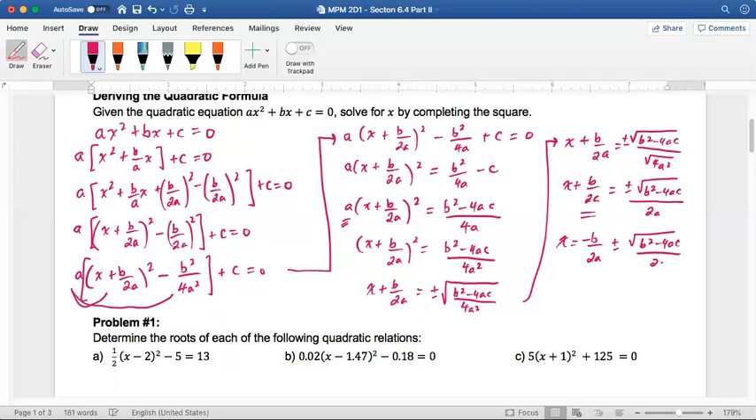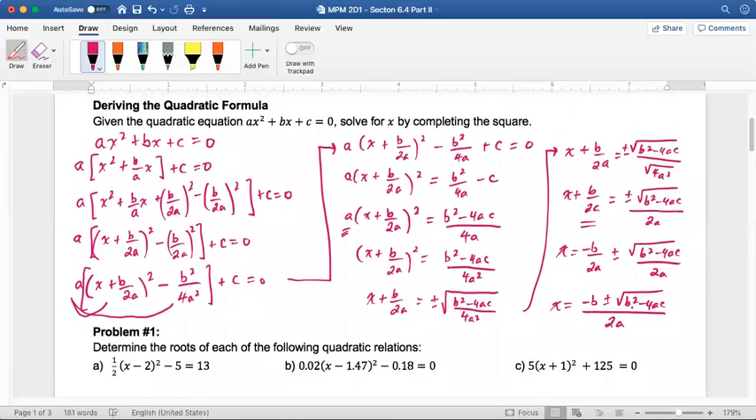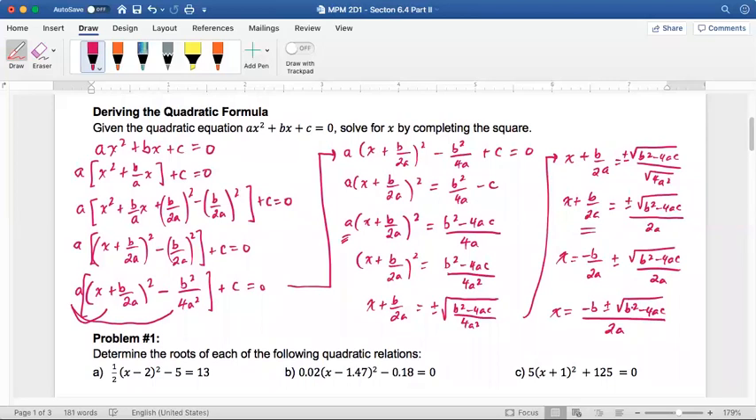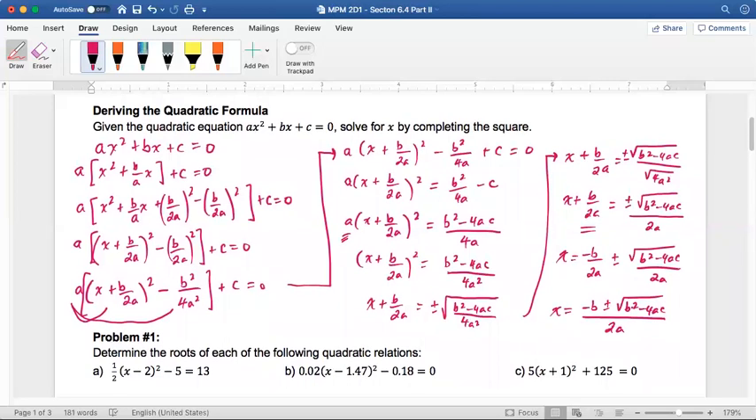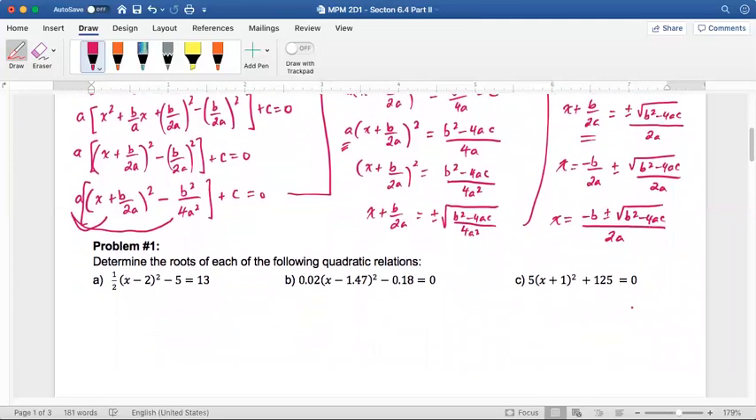Yay, we did it. So let me just write it into the form that we're used to seeing. Negative b plus or minus square root of b squared minus 4ac all over 2a. So there's how you derive the quadratic formula. Most likely, it's not something that we're going to ask for at the grade 10 level, but moving forward in grade 11, you could be asked to prove this result by completing the square. So there it is for you.